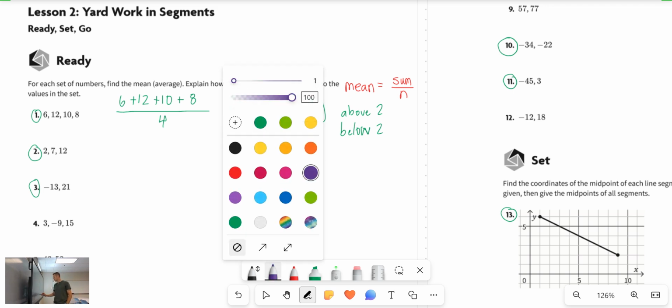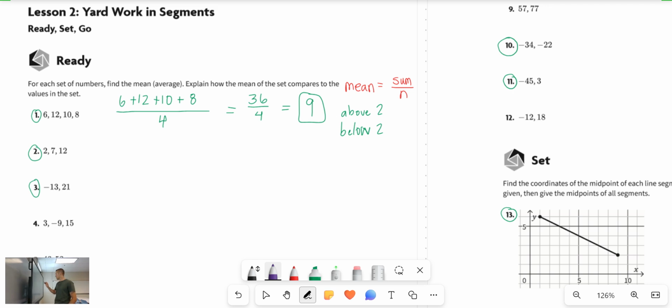We'll switch to a purple for this one. We're going to do the same thing. We're going to add them together, so 2 plus 7 plus 12, and divide by the number that there are, which is 3. 2 plus 7 is 9. 9 plus 12 is 21. So we have 21 divided by 3, which equals, not 9. I looked up on the screen and saw 9 above. It's not 9, it is 7.